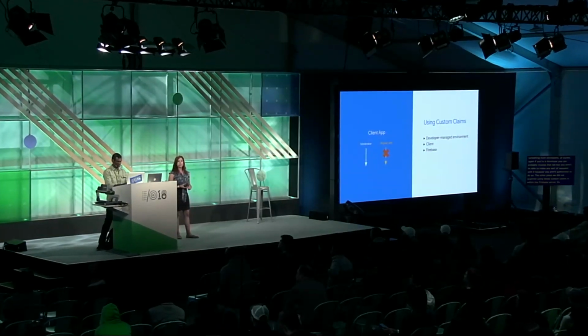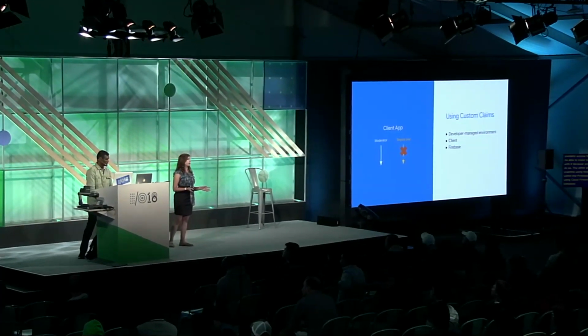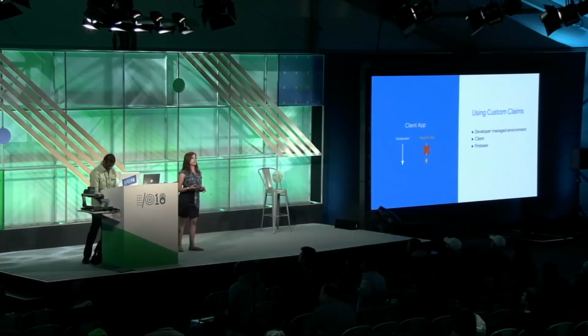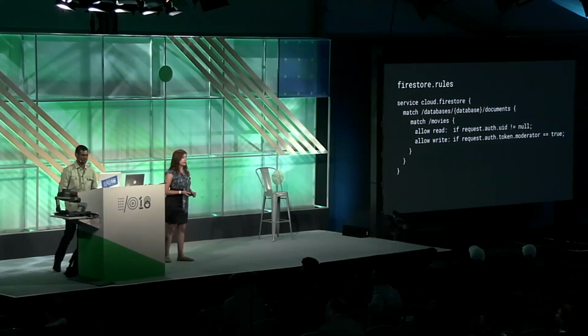The other place that we did not examine using these custom claims is within the Firebase server. So if you are using Cloud Firestore or the real-time database or Cloud Storage, you can use custom claims in the rules that you set up in your database to manage what people can read and write. Just this very simple example that we have here of how you could set up your Firestore rules.